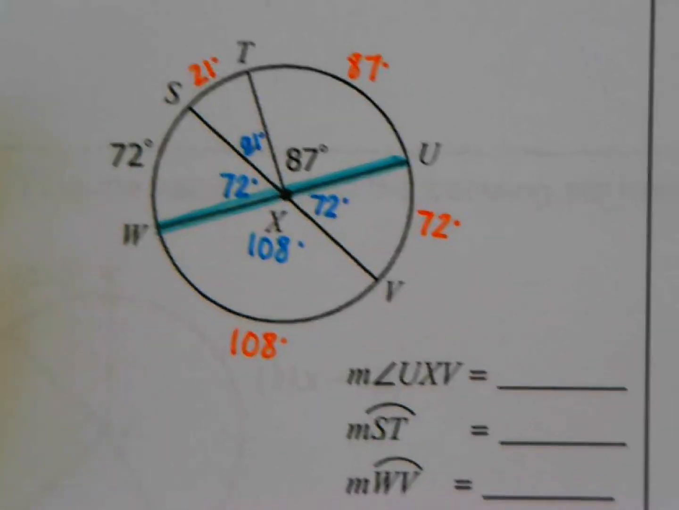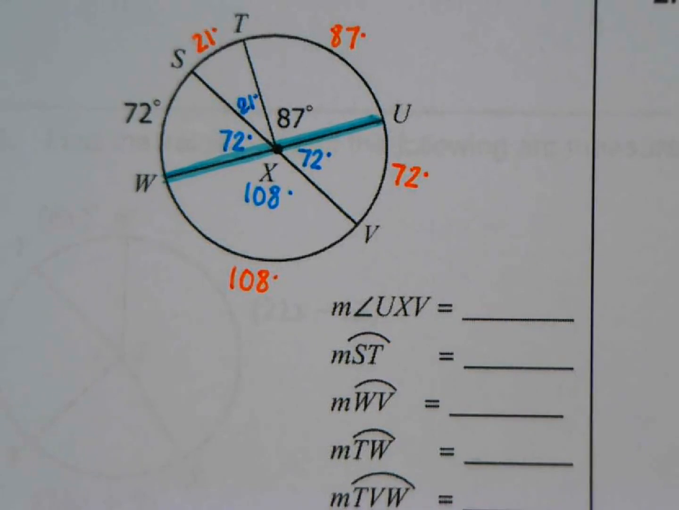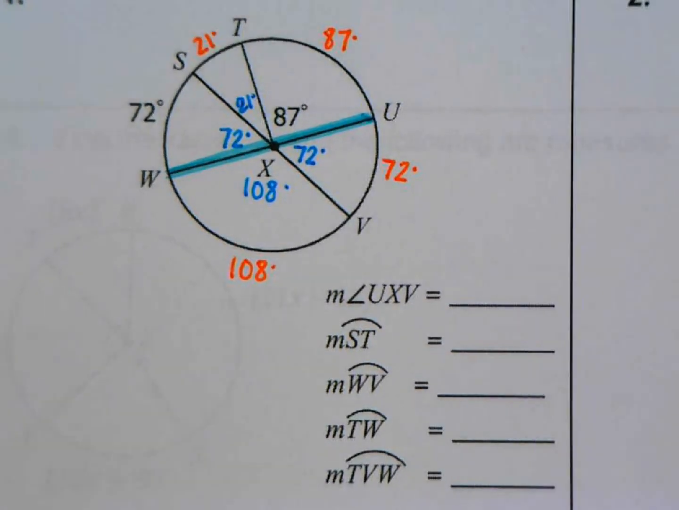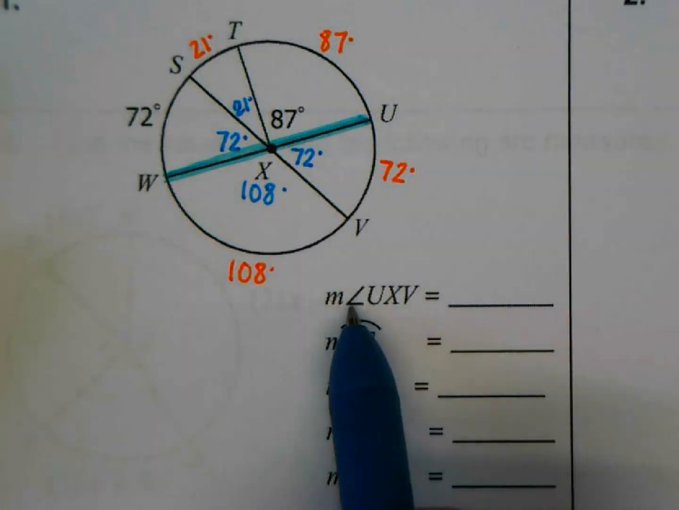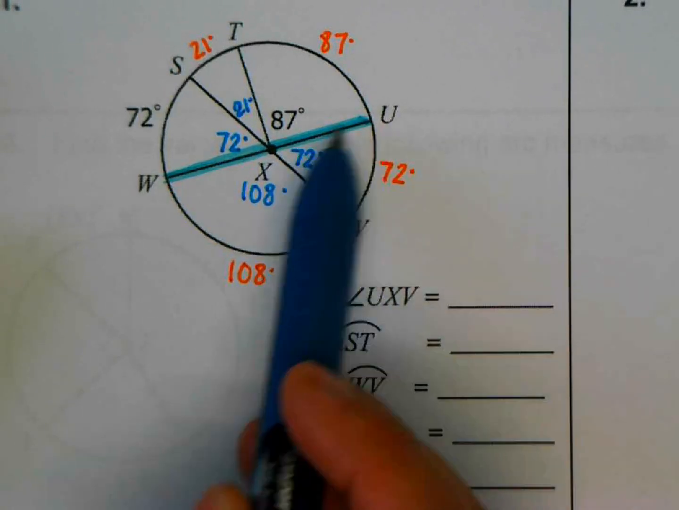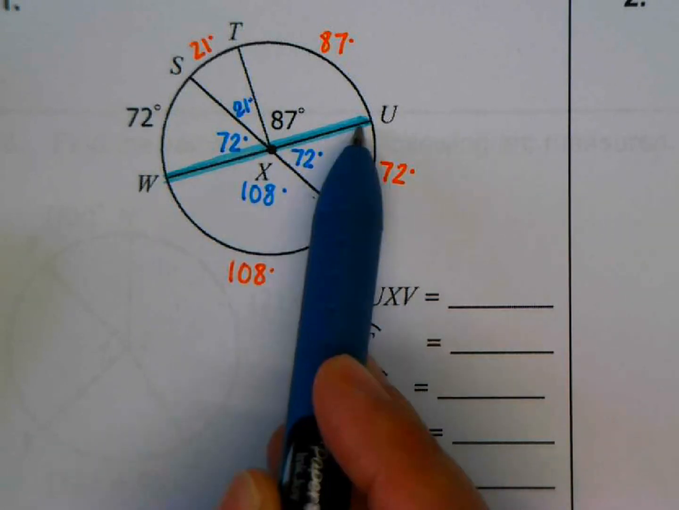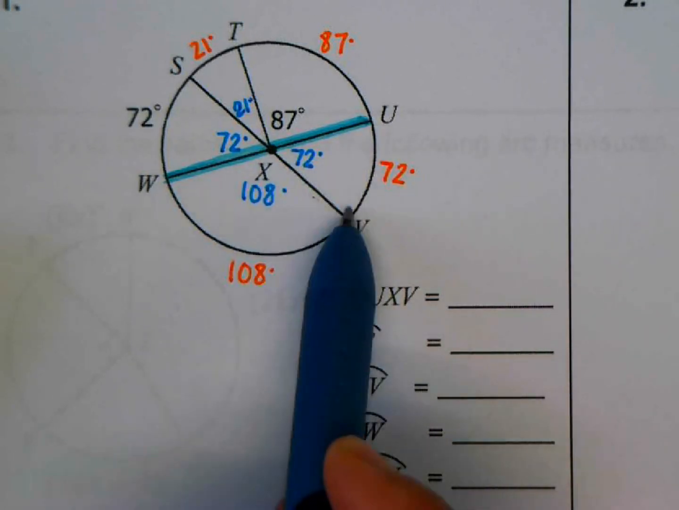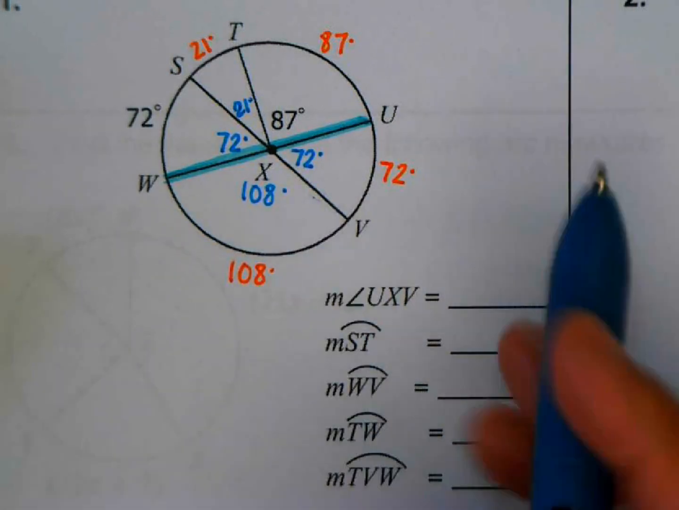So now that we have all the arcs and angle pieces, we're going to go ahead and find these answers. Okay, here we go. Measure of angle UXV. What measure am I tracing? What's the measure of this angle? 72.